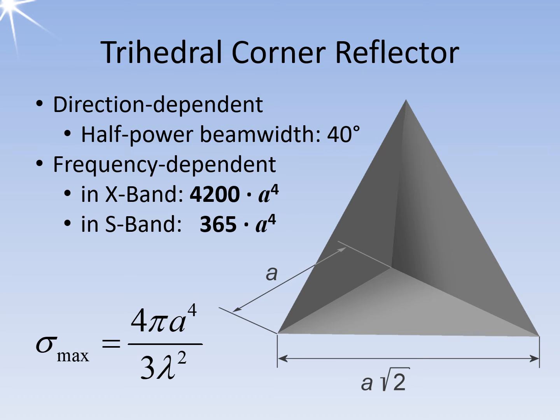Because the size of the reflector is measured as a ratio to the wavelength lambda, the size of the radar cross-section is frequency dependent. A trihedral corner reflector with an edge length of a equals 15 centimeters has a radar cross-section of 2.128 square meters in the X-band. This means that an isotropic spherical reflector, the reference, would have to have a diameter of 1.65 meters. In comparison, such a corner reflector is much more practicable.